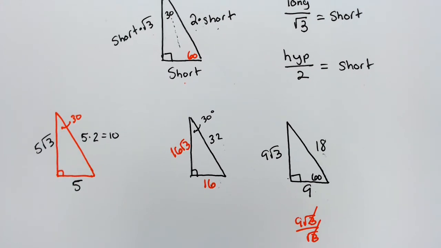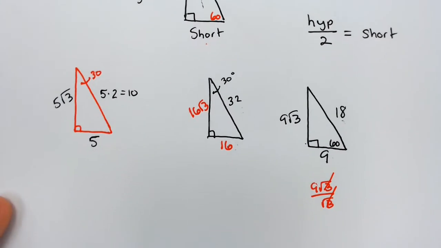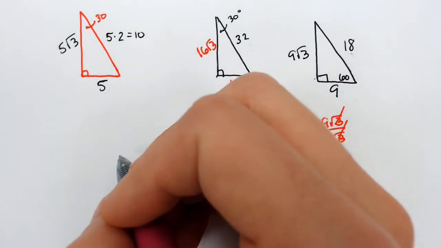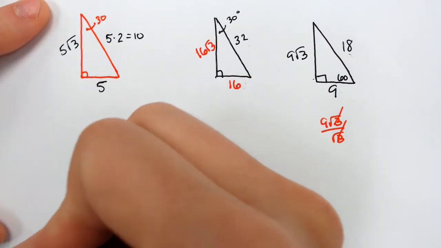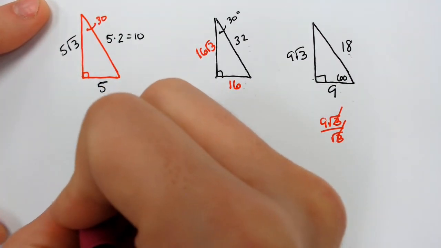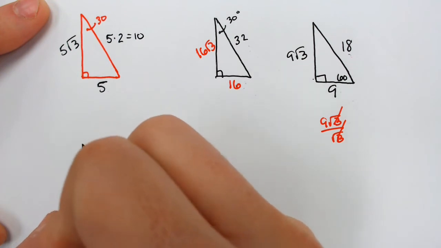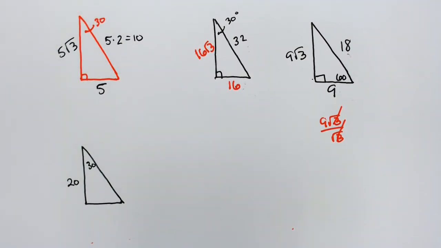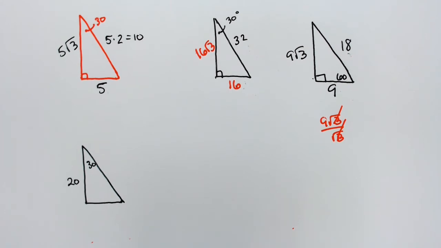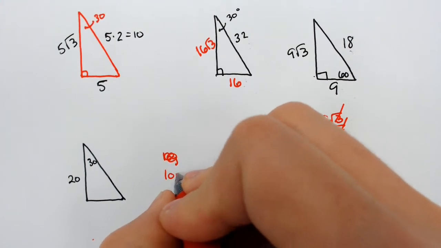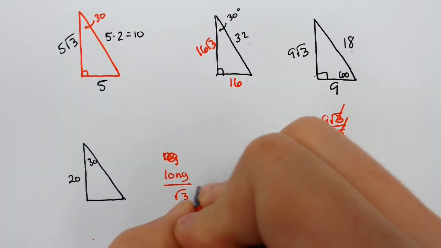All right? Moving on. Let's say we were given the long side again, so 30 here, and it's 20. Now things are going to be a little more ugly because we have to divide the long side. The long side divided by the square root of 3 is equal to the short side.